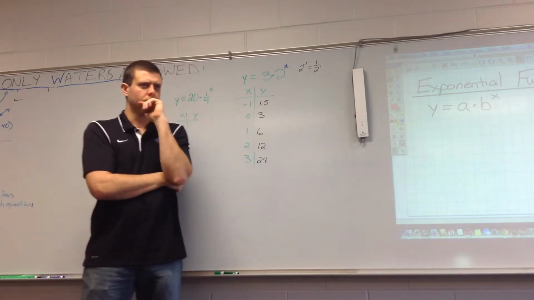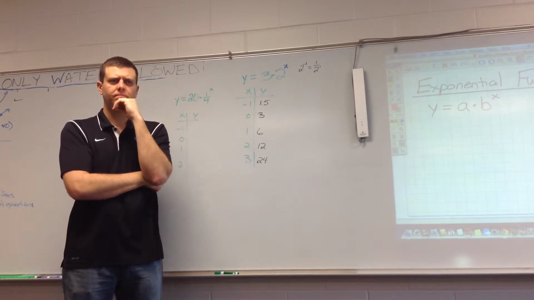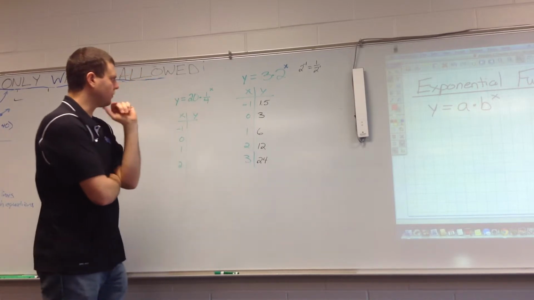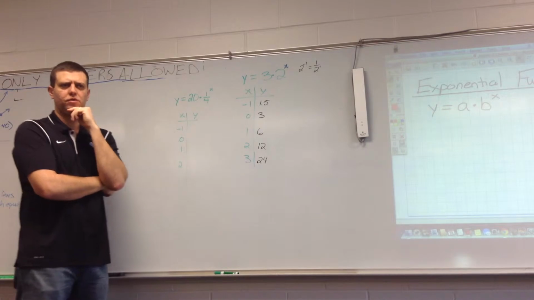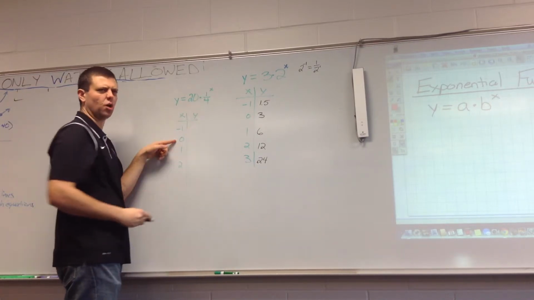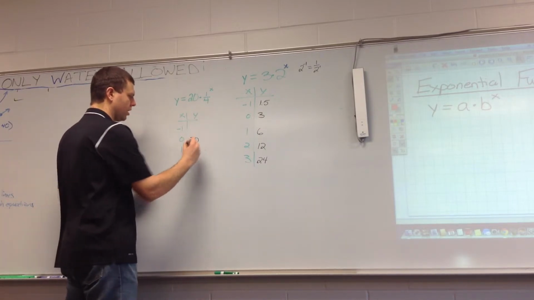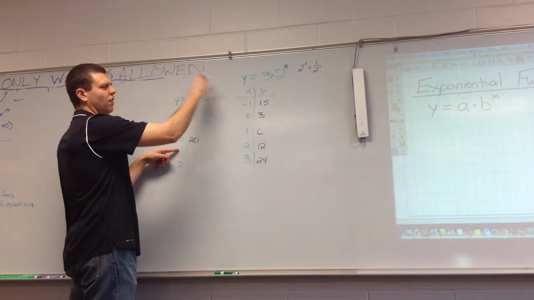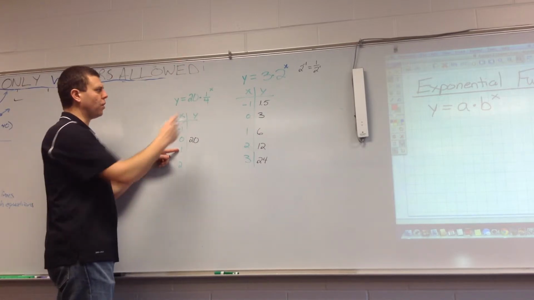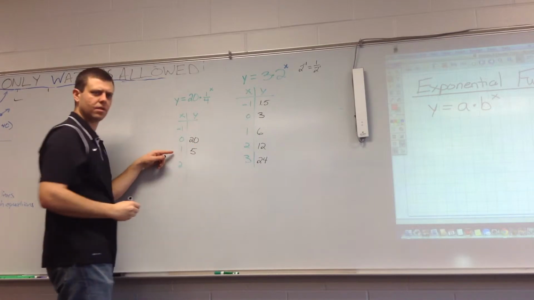Okay? Alright, okay on that one? We'll come back to it. I'm going to do a different one. Y equals 20 times 1/4 to the x power. Let's try 0. What's 1/4 to the 0th power? 1 times 20? 20. Plug in a 1. What's 1/4 to the first power? 1/4 times 20? 5. Okay?